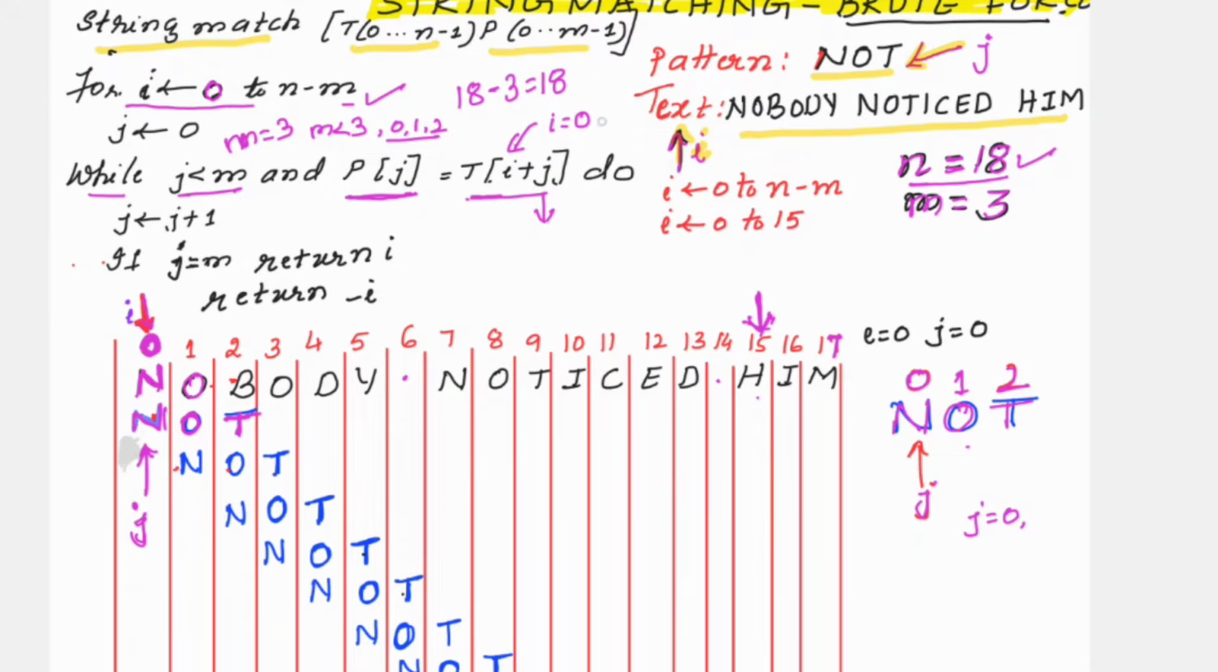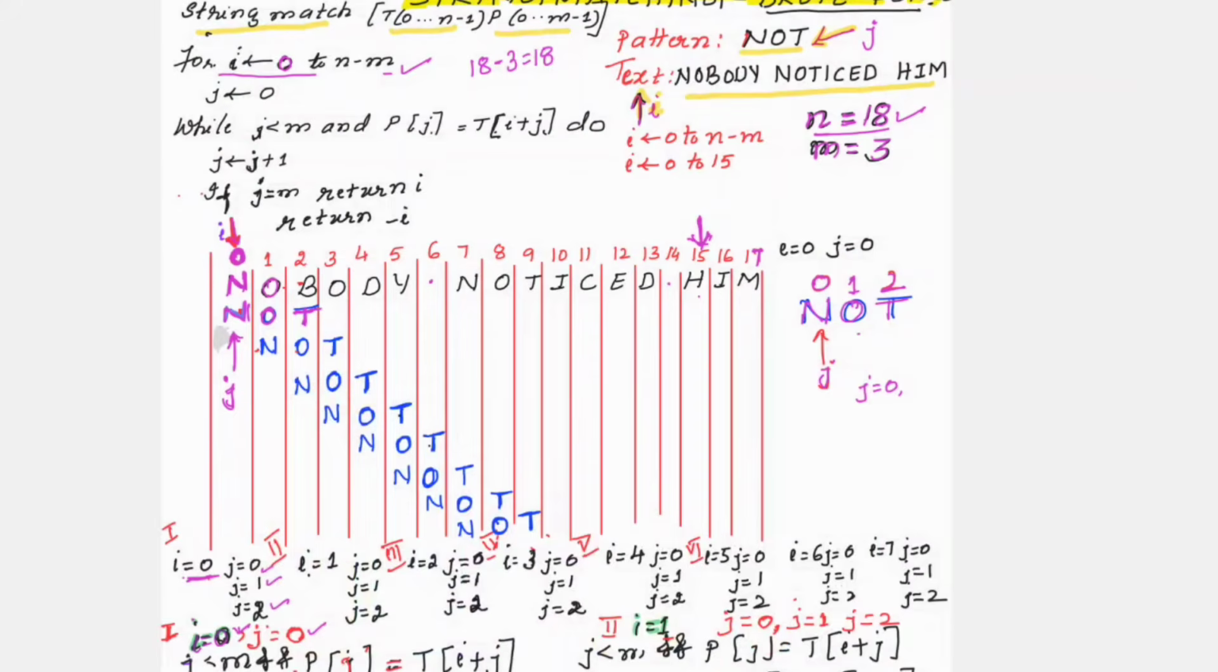Once i gets changed, next time when i becomes 1, once again you are checking for j equal to 0, j equal to 1, j equal to 2. Like this you keep doing until you find all the 3 letters of the pattern getting matched within the text. So let us carry out this tracing. So we'll start like this.